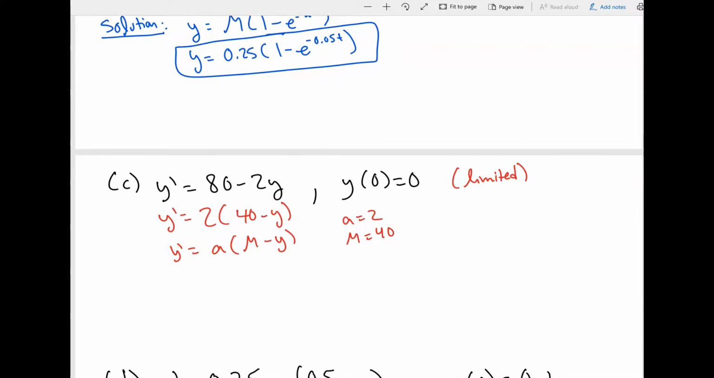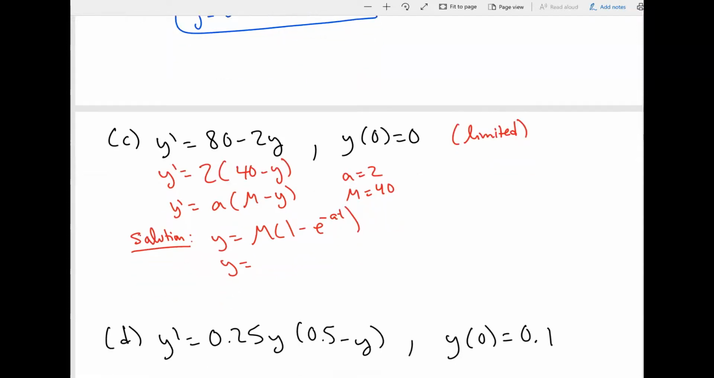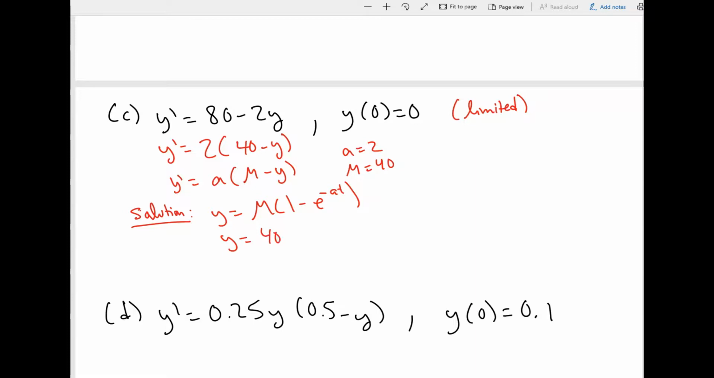Okay, so now let's go ahead and solve for the solution. The solution in this case is going to be y = m(1 - e^(-at)), and then just plug everything in there. So m is 40, y = 40(1 - e^(-2t)). Okay, so that's my solution.